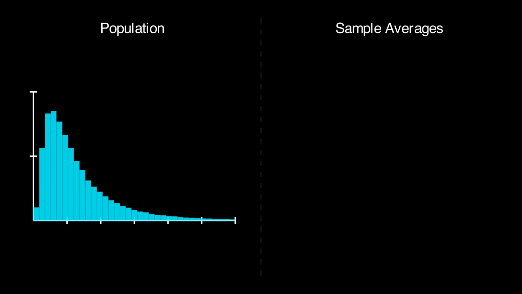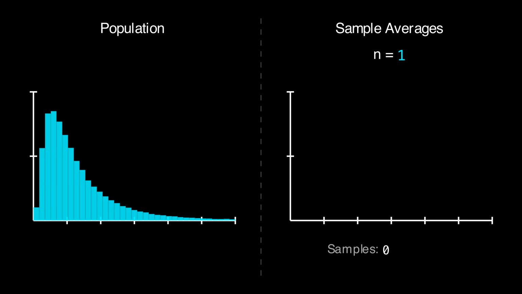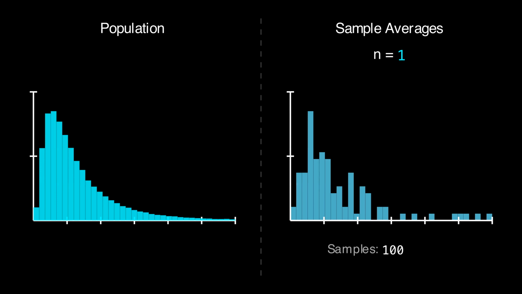Here is our messy population on the left, a log normal distribution, the kind of shape you see in income, reaction times, or stock returns. Decidedly not normal. On the right, we're going to build a new distribution. But instead of raw values, we're plotting averages. Let's start with n equals 1. If we just pick single values, one at a time, thousands of times, see, exactly the same shape. No surprise there. Each average is just that one value.